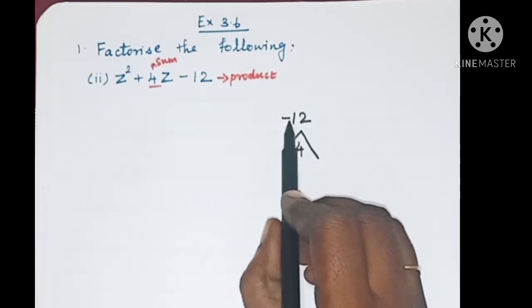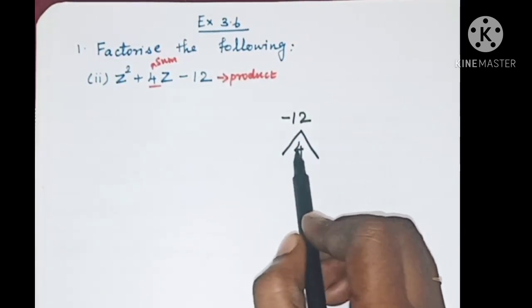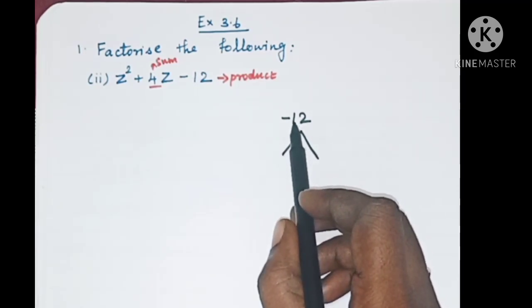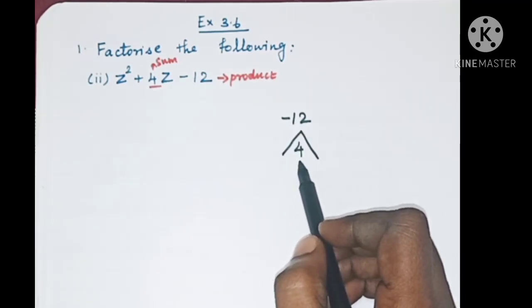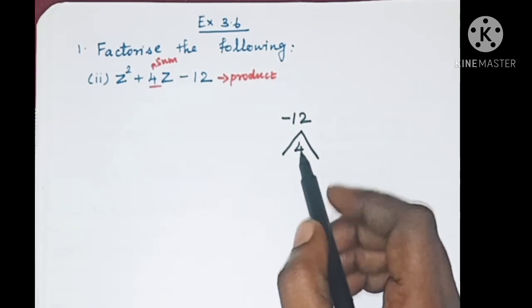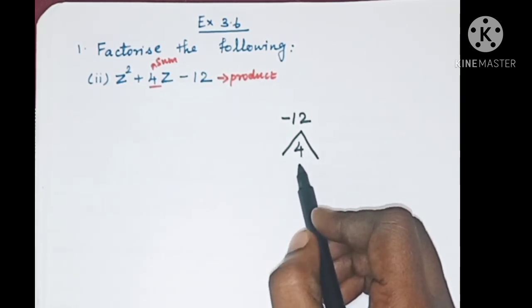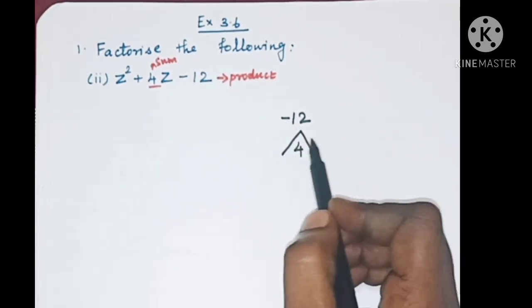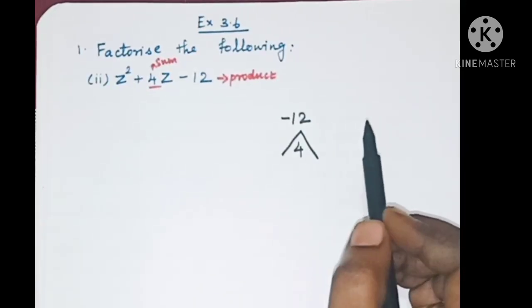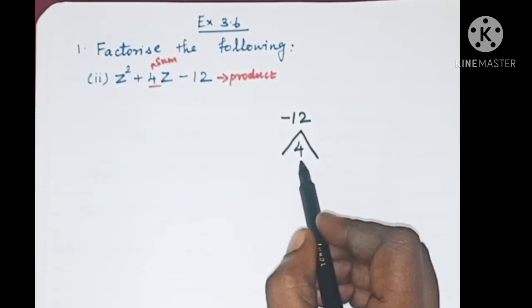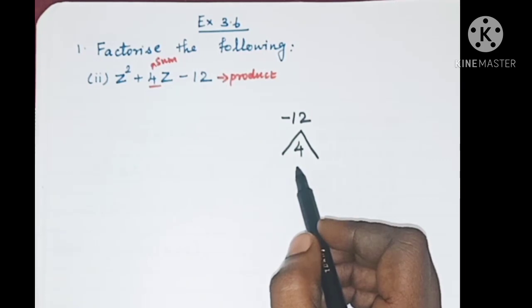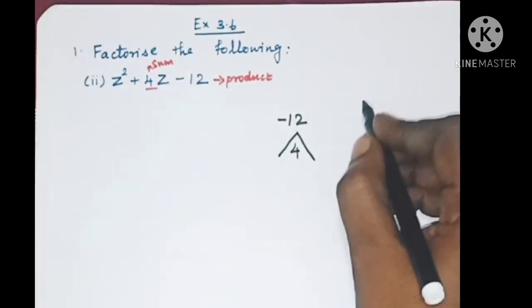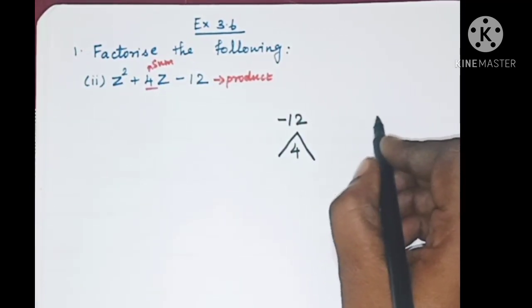Now we have to identify two numbers. If we multiply the two numbers, we should get minus 12. If we add or subtract the two numbers, we should get 4. Why am I saying subtract? Because we have a negative symbol here, isn't it? For that, first we have to identify the factors of 12. So what are the factors of 12?